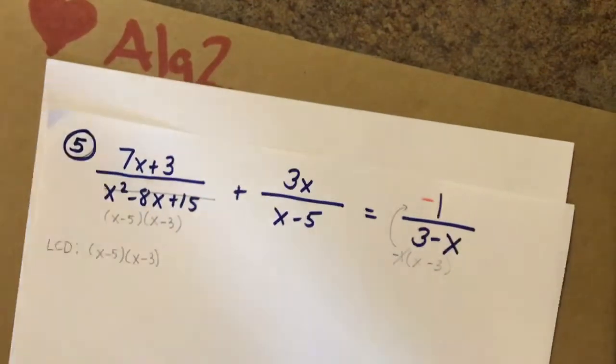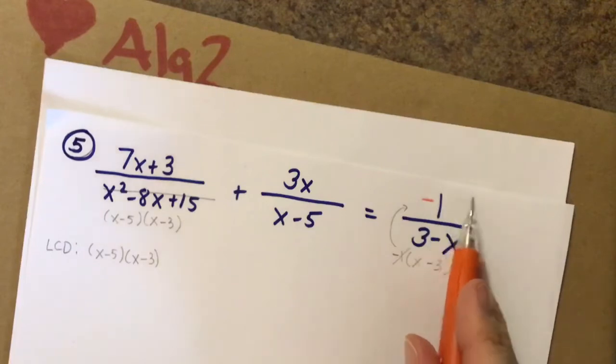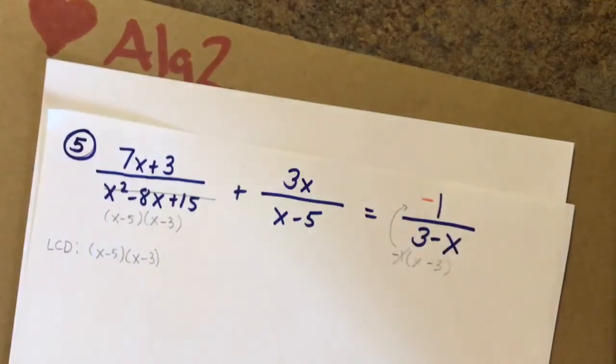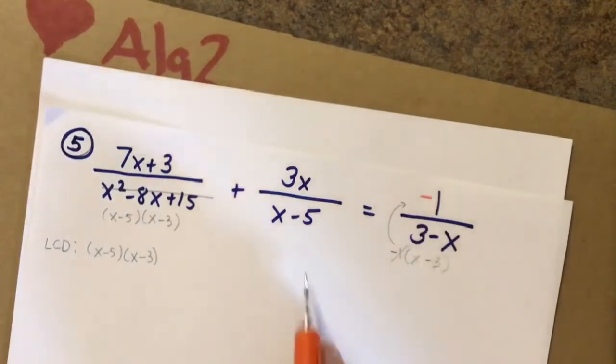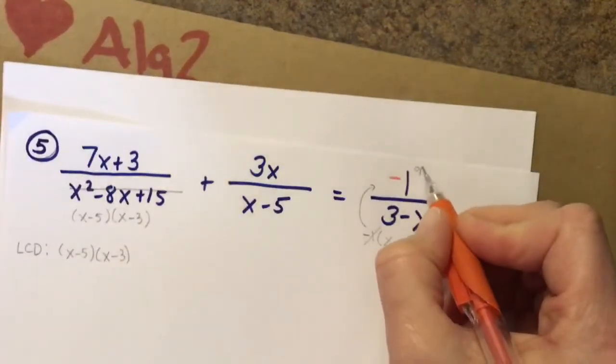Okay. So 1, I made negative 1. If it was a 5, I'd make it a negative 5. If it was already negative, like say it was a negative 6, I'd make it a positive 6. So just go opposite in the numerator.